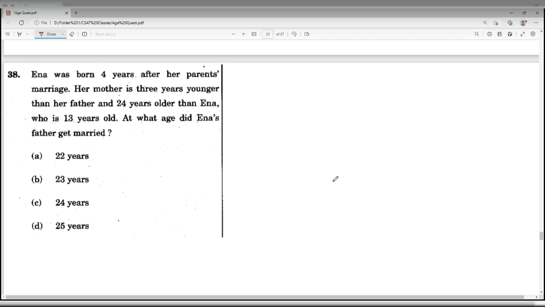So what they've asked is, Ina was born 4 years after her parents' marriage. Her mother is 3 years younger than her father, and 24 years older than Ina, who is 13 years old. At what age did Ina's father get married? So we need to find out the father's marriage year.